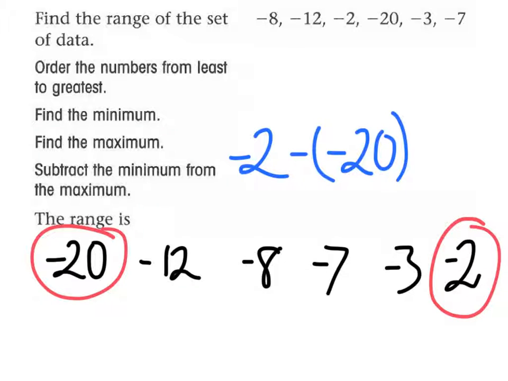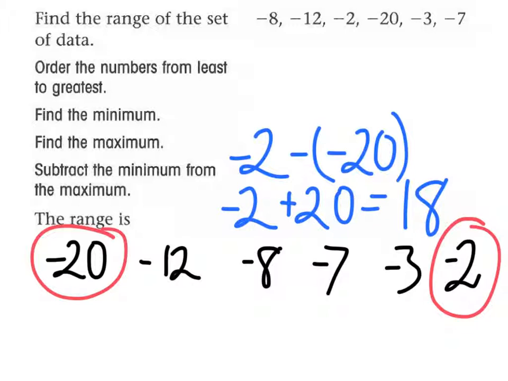And I know that when we have two negatives next to each other, like we do here, we can simply change that to an addition sign. So negative 2 plus 20 is going to give us positive 18, and 18 is our answer. 18 is our range, which we know is the difference from the minimum to the maximum.